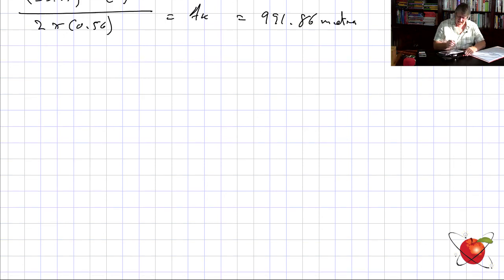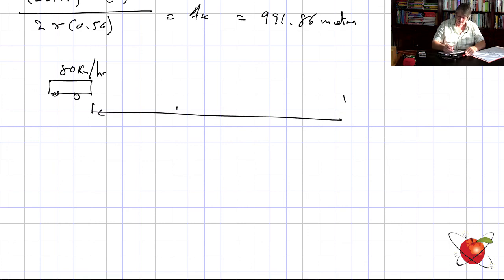Let's say we've got a car and it is traveling over here at 80 kilometers per hour. Okay? So we're traveling at 80 kilometers per hour. At a distance away over here of 100 meters, we see a stop street. All right? So 100 meters away, we see a stop street.